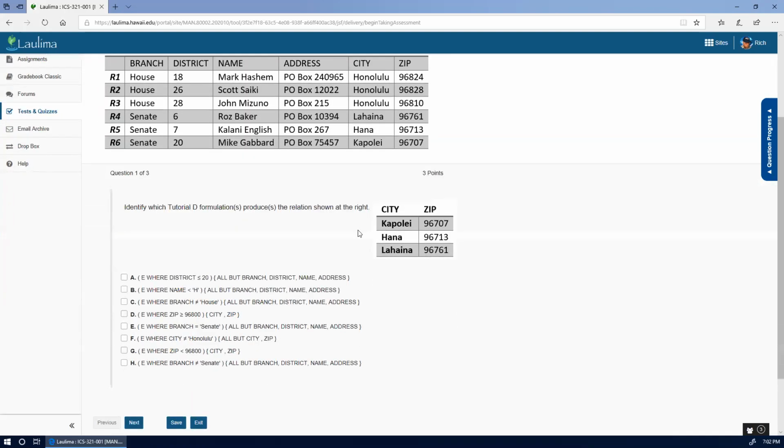All right, so let's take a look at the first question here. Identify which Tutorial D formulation produces the relation shown at the right. We want to figure out which of these, and there may be more than one. There are 3 formulations, it looks like.